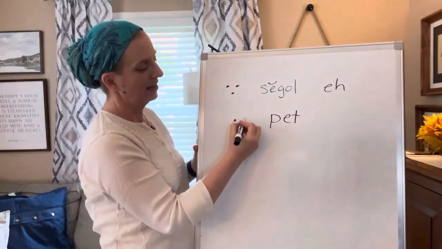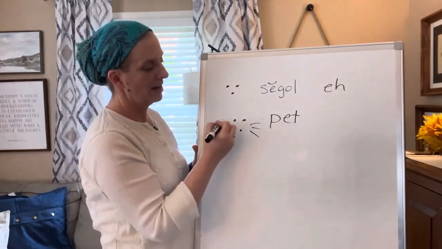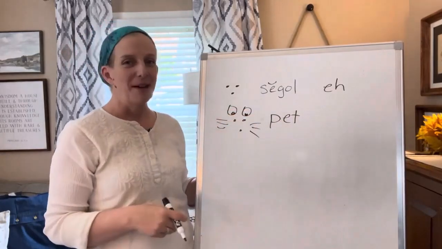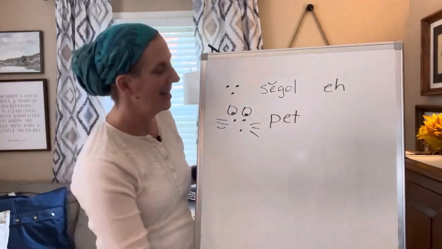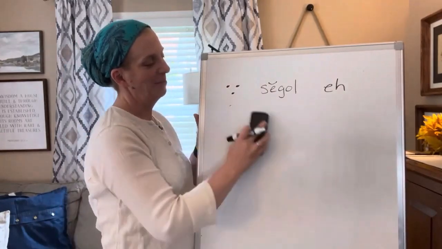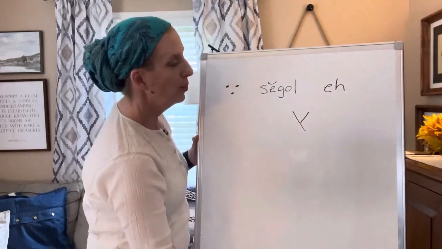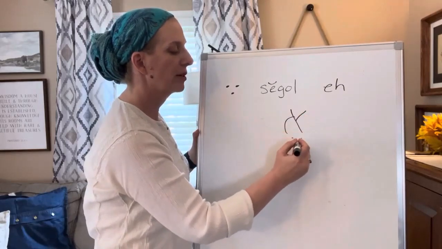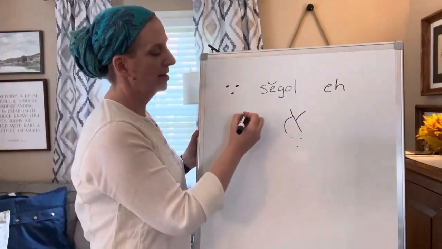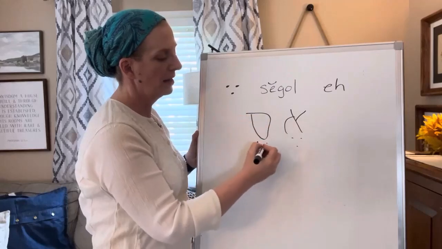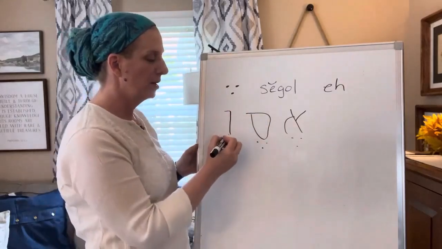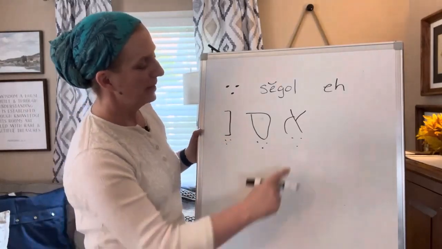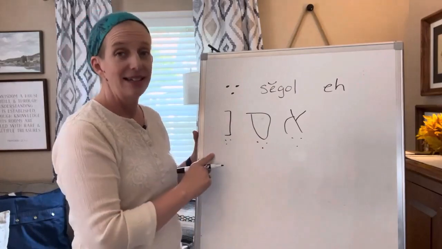Now, to me, this looks like a little pet. Okay, I've got whiskers on it, and we've got some eyeballs. All right, this is my little pet, and my pet says eh. So whenever I see this sound, I think of eh in pet. Okay, so I'm going to show you what the segol would look like under an aleph. All right, it would just look like that. Okay, if it were under a samach, it would look like that. All right, if it were under a noon, it would look like that. All right, so it would be eh, se, ne.